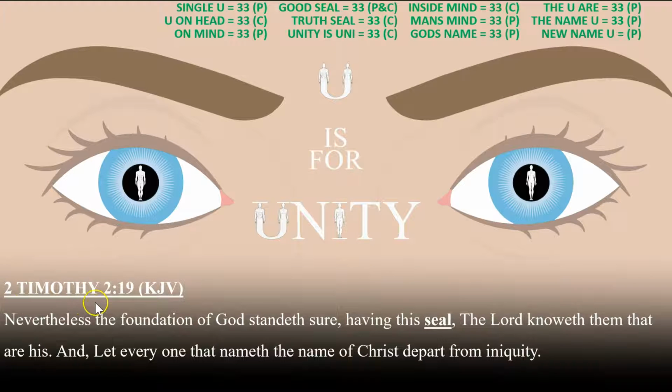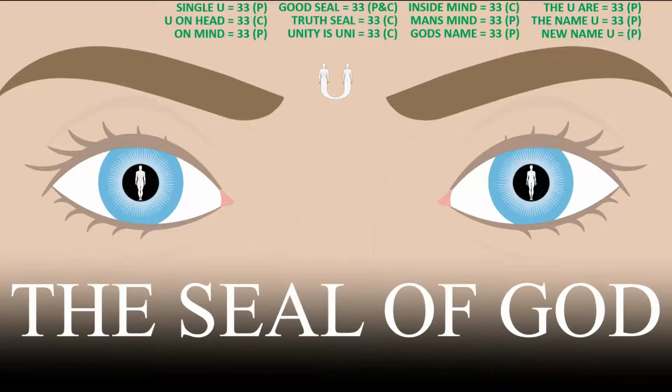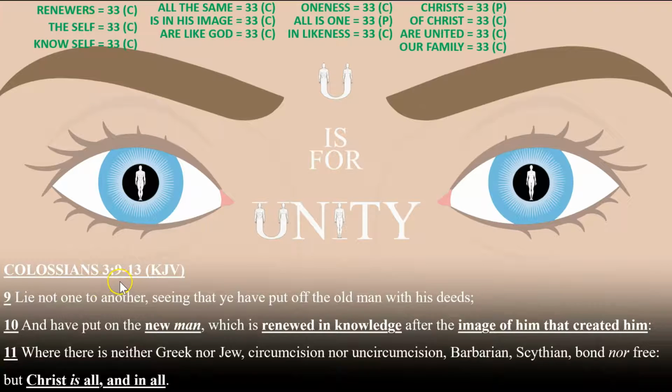2 Timothy chapter 2 verse 19. Nevertheless the foundation of God standeth sure, having this seal: The Lord knoweth them that are his, and let every one that nameth the name of Christ depart from iniquity. You can find out more regarding my interpretation of the seal of God in my presentation entitled The Seal of God Deduced. Colossians chapter 3 verses 9 to 13.